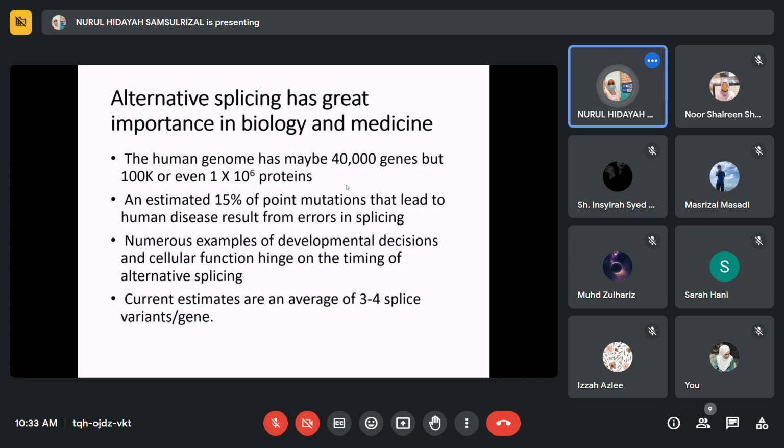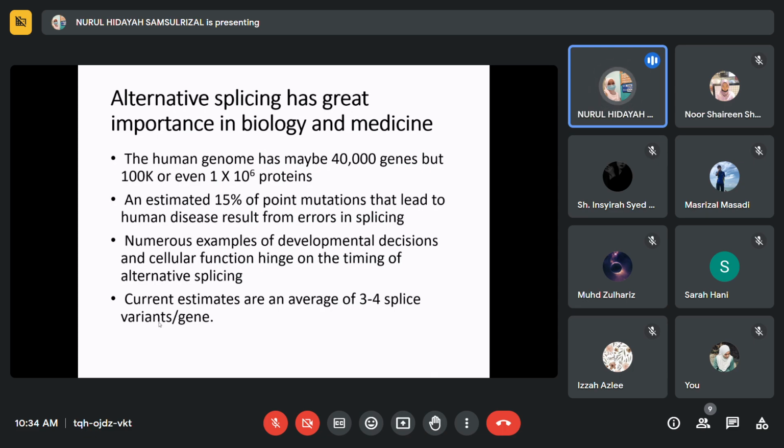Within one set of exons, which we call one gene, it may produce 2 or 3 different proteins, maybe from the same family but with different functions. These we call paralogs, with roughly similar function, like a duplication with slight differences. We estimate 50% of point mutations that lead to human disease result from errors in the splicing event. There are numerous examples of developmental decisions and cellular function depending on the timing of alternative splicing. We estimate an average of around 3 to 4 splice variants per gene. So in one gene, based on the prediction process, say you have predicted 7,000 genes.